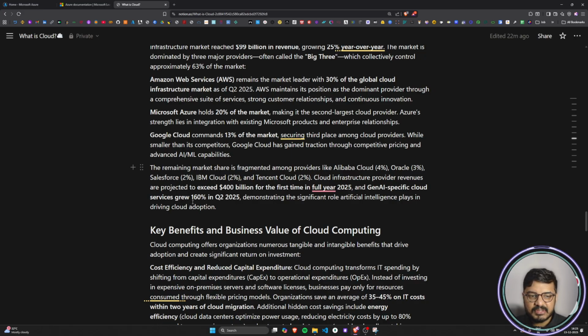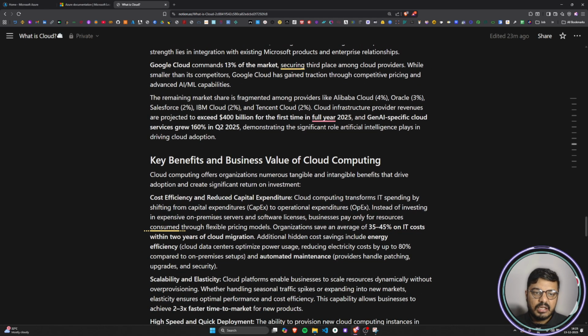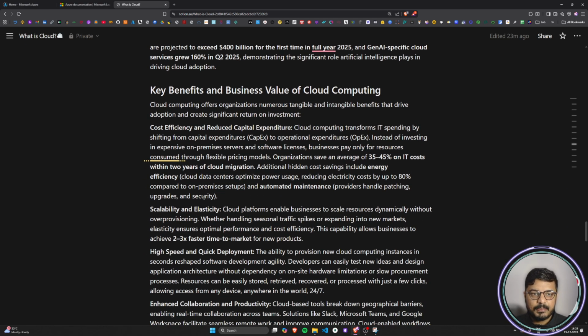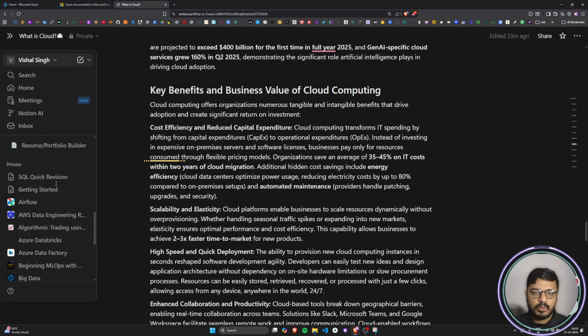Okay, with Gen AI specific cloud services, growth is around 160%, right? So the cloud providers who are specifically giving us the Gen AI service, their growth is around 160% on a year to year basis.